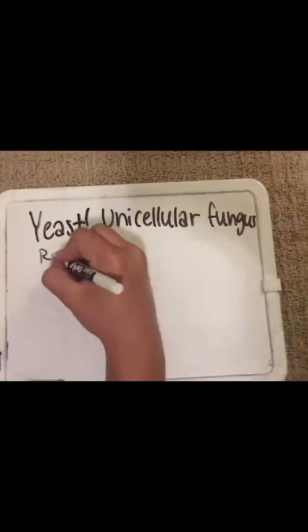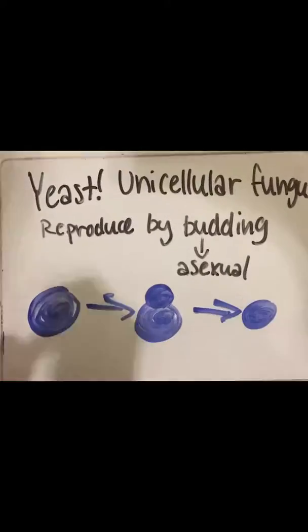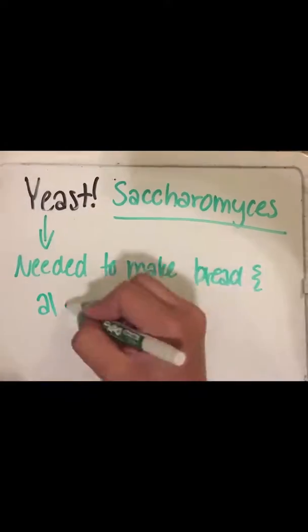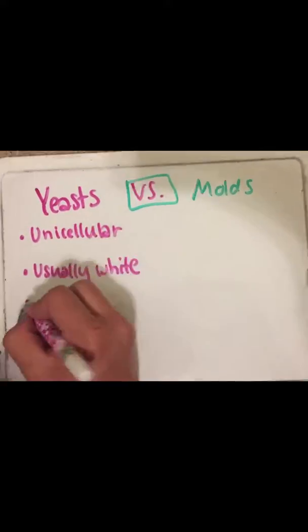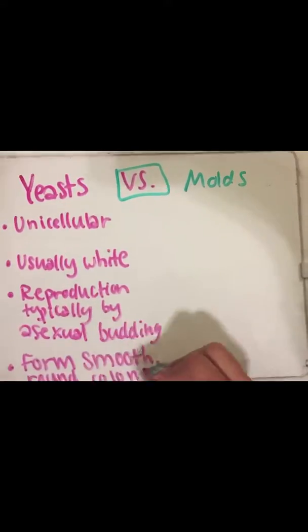Yeasts are the unicellular fungus that we know of from the process of fermentation. Bakers and brewers use it to make bread and beer. They use the fungus Saccharomyces. Yeast reproduce by the asexual process of budding.